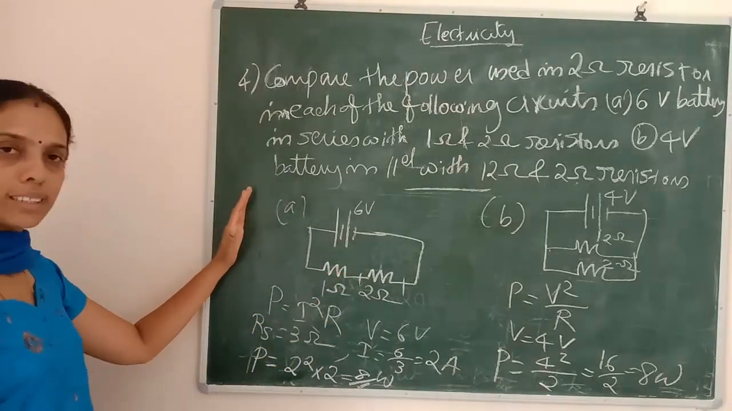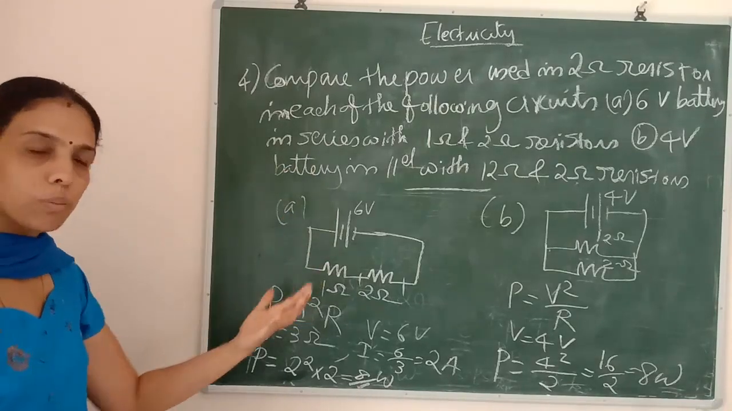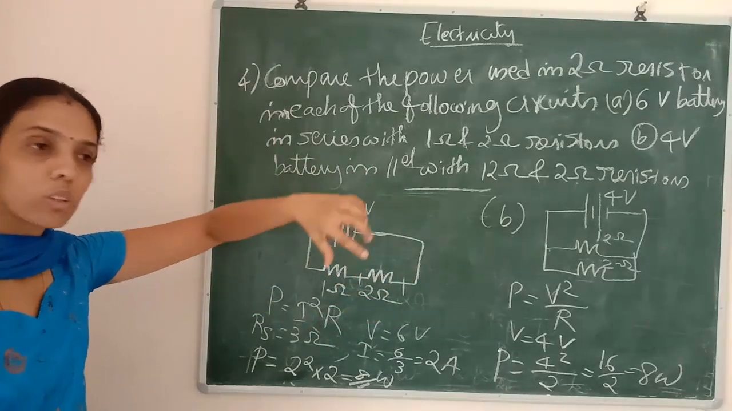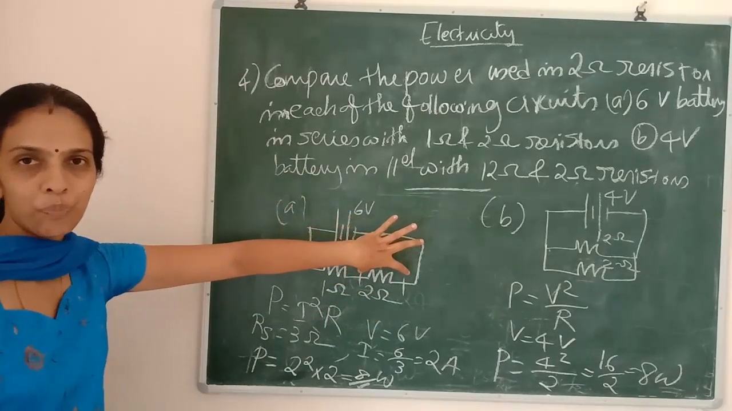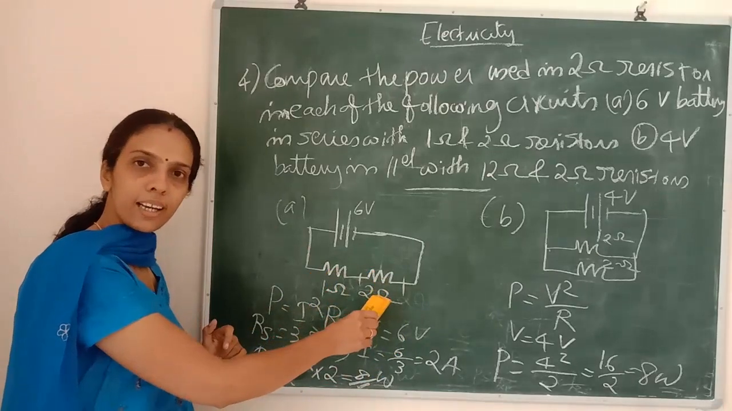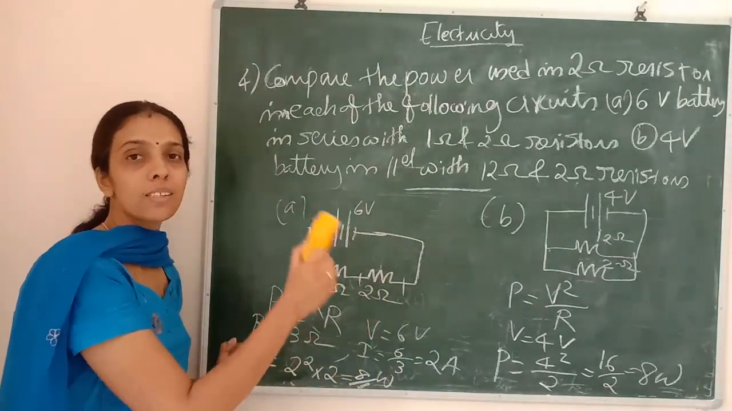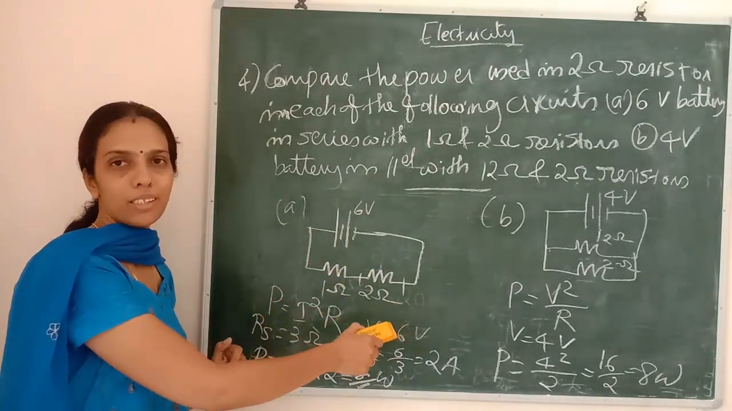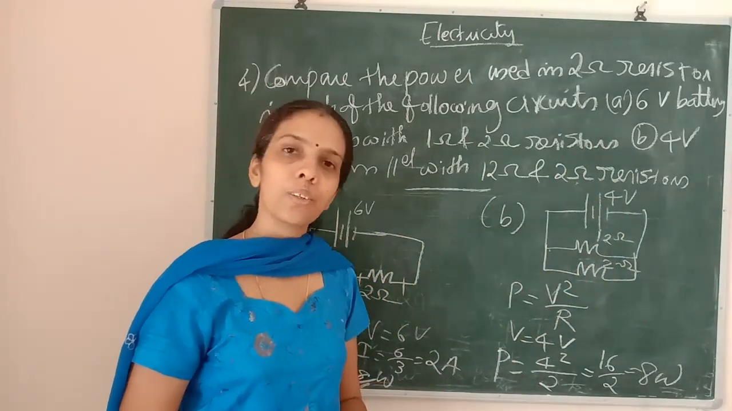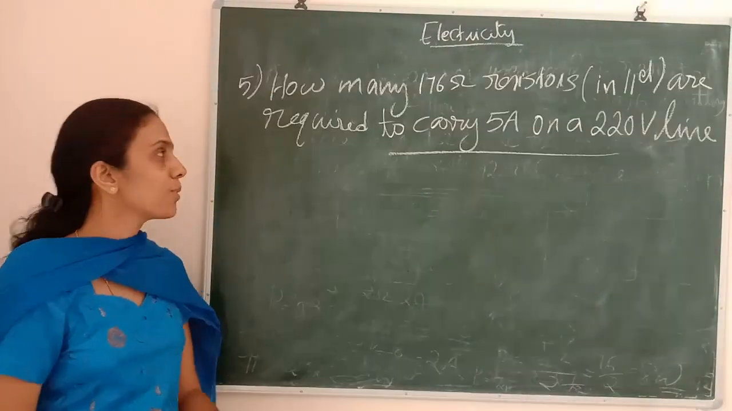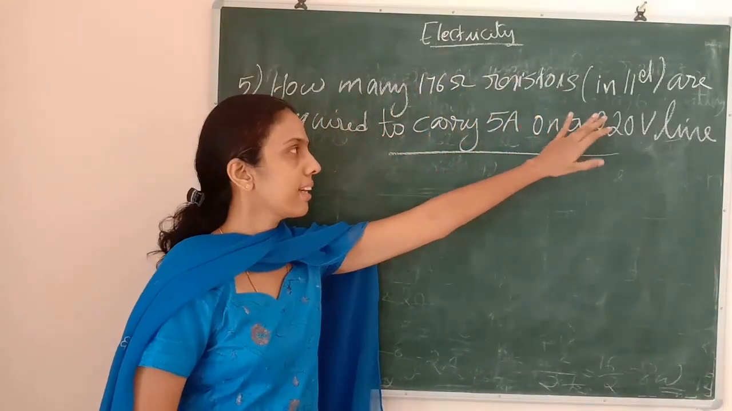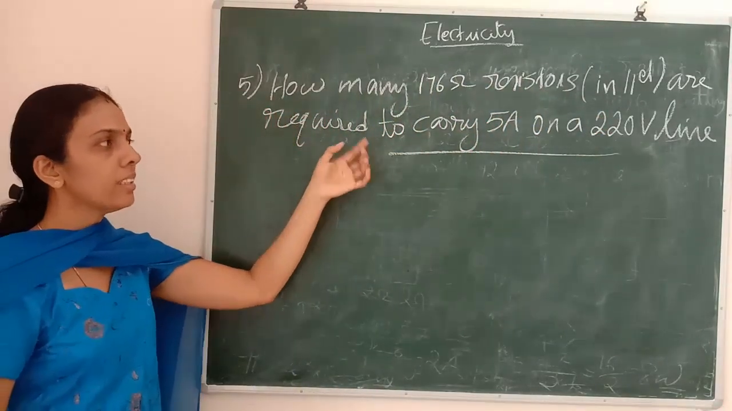Here one thing you should understand: even if it is a 2 ohm resistor, if you are using the V square by R formula, you should find the voltage only across the 2 ohm. Don't take the entire voltage, then it will be wrong, because in a series connection, voltage will change from resistance to resistance, but current will remain the same. But in a parallel connection, voltage will remain the same for all the branches. Okay, clear? Understood this?